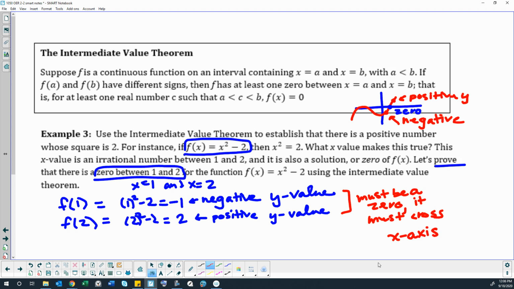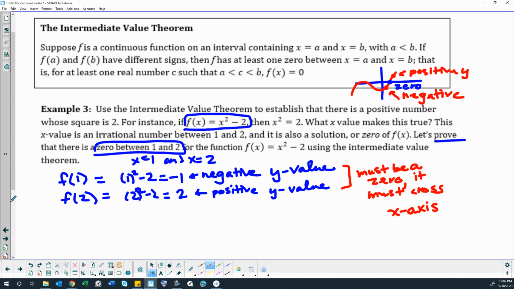So that's all that's to the intermediate value theorem. Don't make it harder than it is. It's just a little way to prove that you have a 0 somewhere, which can come in handy when you're doing other things. All right.